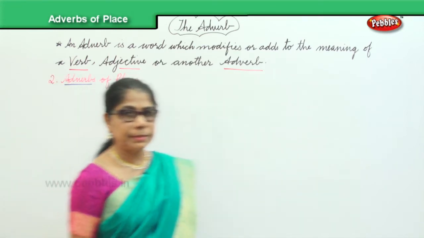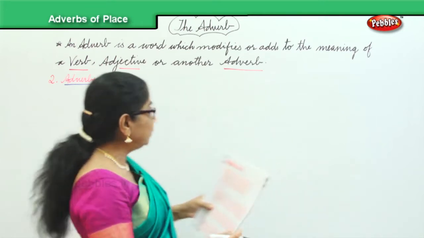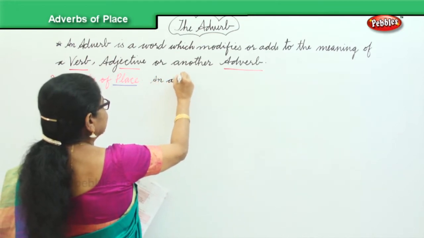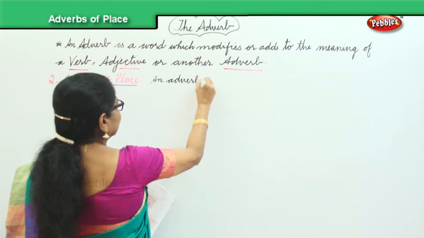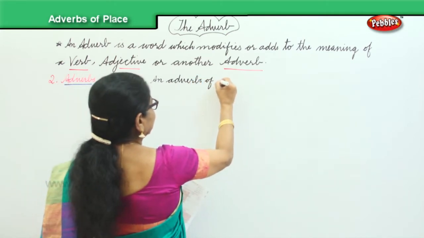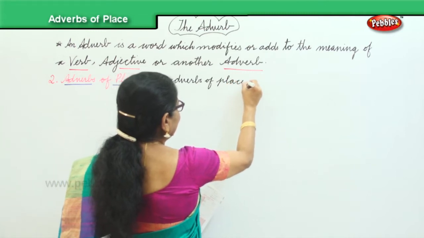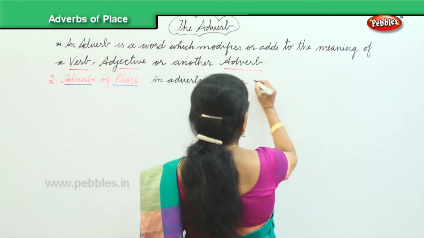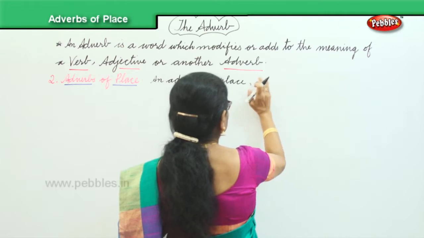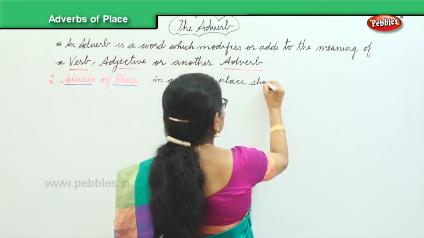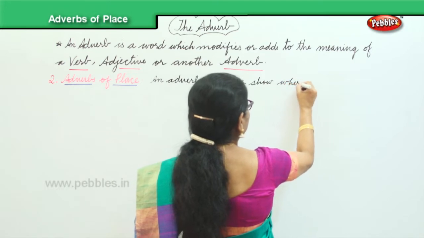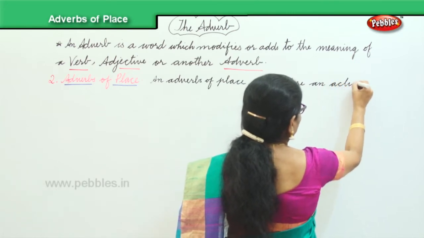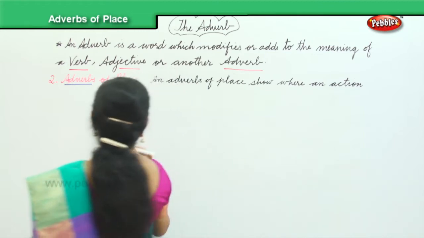What is an adverb of place? An adverb of place shows where an action is done.